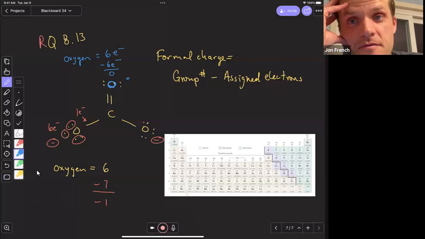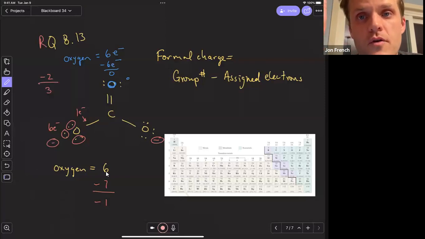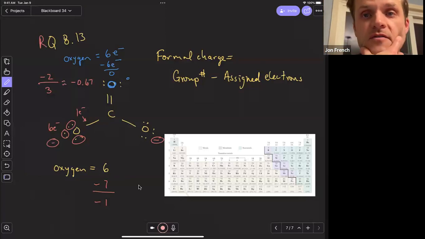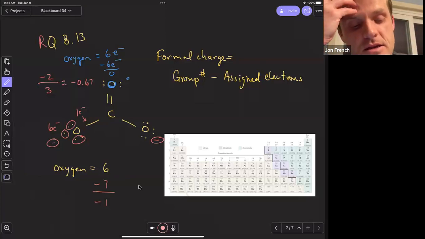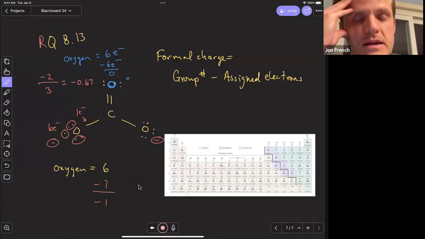So to find our average charge, we essentially have a total charge of -2, and we have that spread out over 3 separate oxygens. So -2/3, approximately -0.67 of a charge on each oxygen if we think about spreading it out over all the oxygens on this carbonate Lewis structure. For question 13.